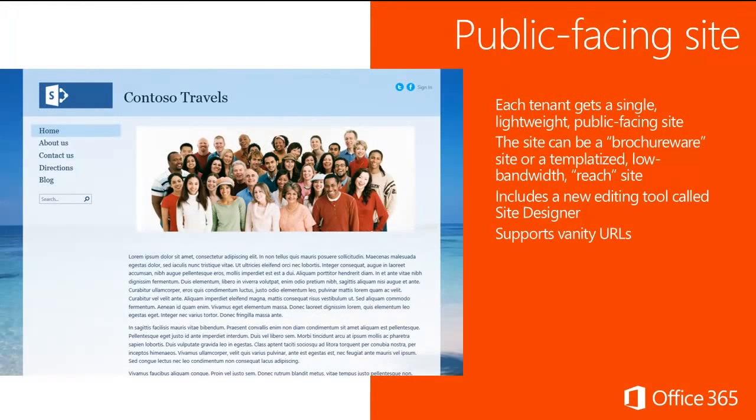Let's talk now about the public-facing site. SharePoint Online enables customers to create one single public site with anonymous access. This site can support vanity URL. This means that the customer can change the URL for this site with the one related to the personal company. Then the content of this site can be edited and changed using an online tool called Site Designer. So you can change all the information included on this public site without using any additional client or software.